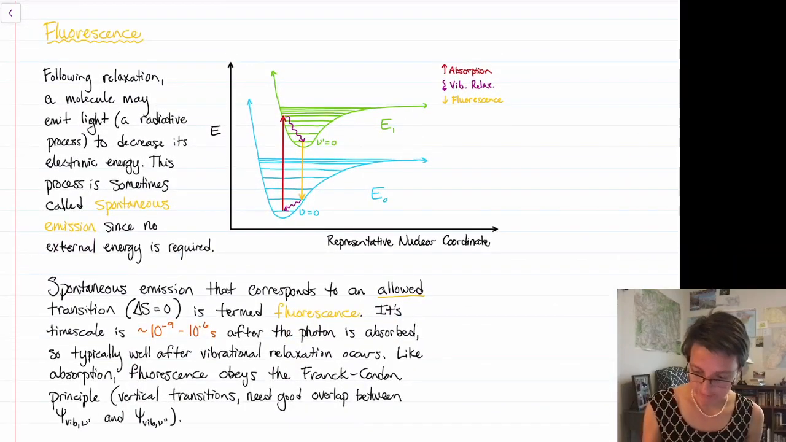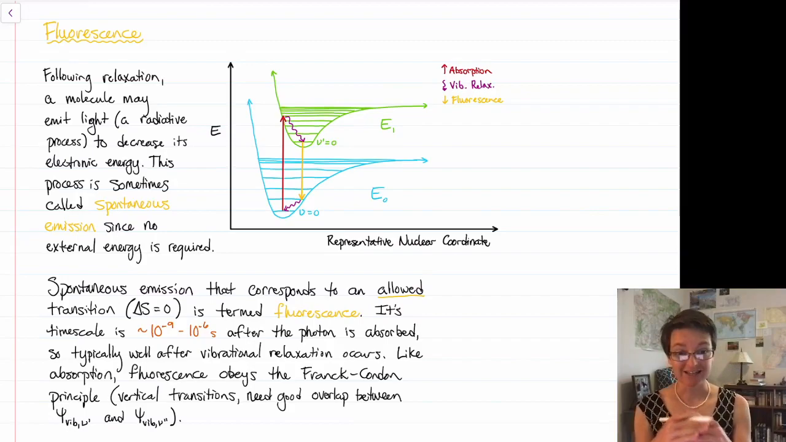Once we're back into the vibrational ground state, getting back to the electronic ground state is going to take some time. And there's multiple ways that the atom can do this. One possible process, that you've probably heard this term before, at least with respect to light bulbs, is called fluorescence. Fluorescence is a type of radiative process where we emit a photon of light so that the molecule can travel back to the ground state.